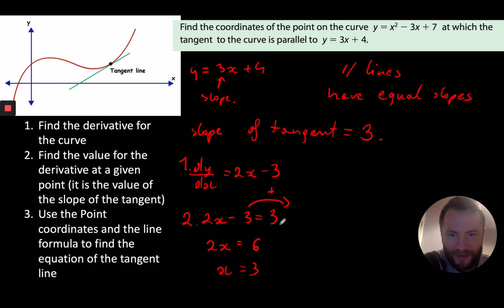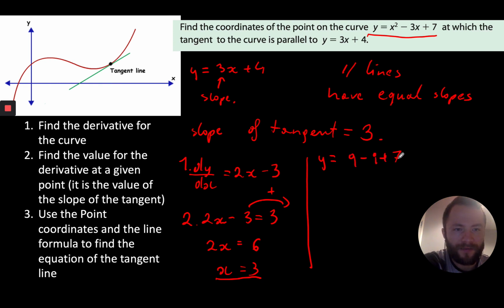If that's the case, I can find the y coordinate of that point by putting the number 3 into the original curve equation. So if I do that, I get y equals 9 minus 9 plus 7, which will be equal to 7. So the coordinates of this point P are 3 and 7.